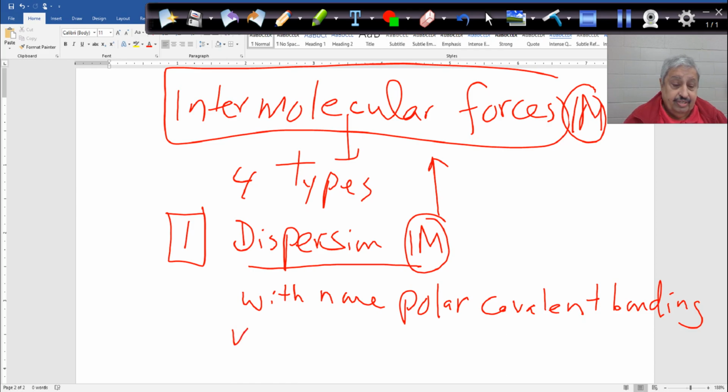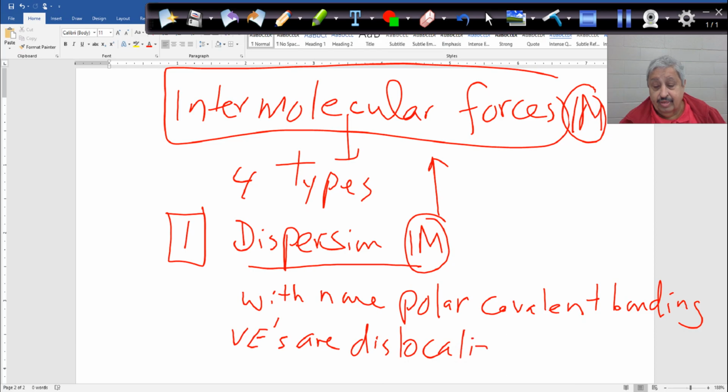Okay, so VEs are delocalized. You have seen this one here. Sometimes if you have a small tank, you can do an experiment here. This is a piece of paper here. Okay, so if you rub, we'll take a small tiny piece. You might not be able to see it, but you can see it here. So if you rub, this is made of polymer.